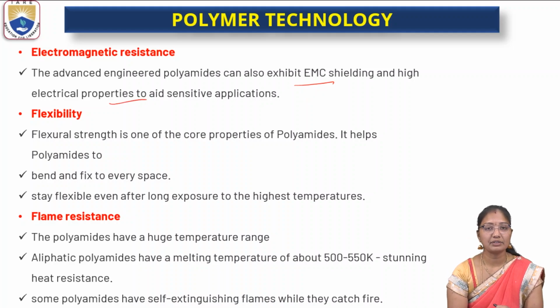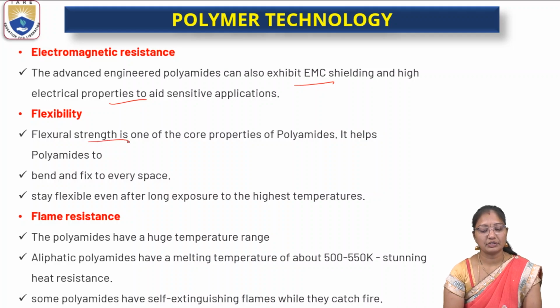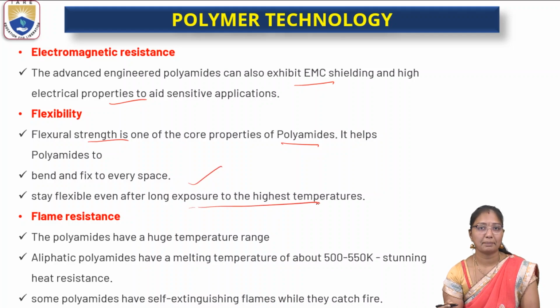And flexibility. The flexural strength is one of the core properties of these polyamides. It helps the polyamides to bend and be fixed at any point. So they have a very flexible nature that can be bent and fixed at a certain point. These are preferred compared to others because the core property of these polyamides is bending or flexibility. They stay flexible after long exposure to higher temperatures. On heating, they become very flexible.